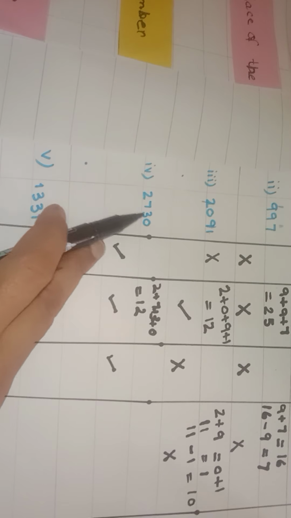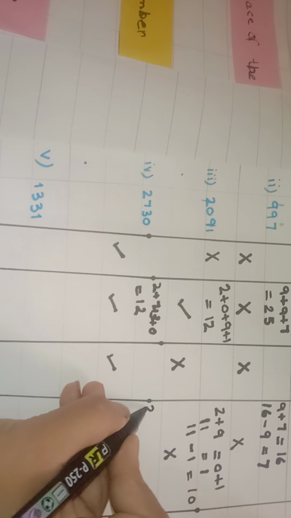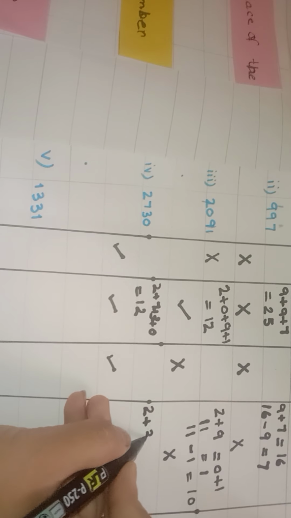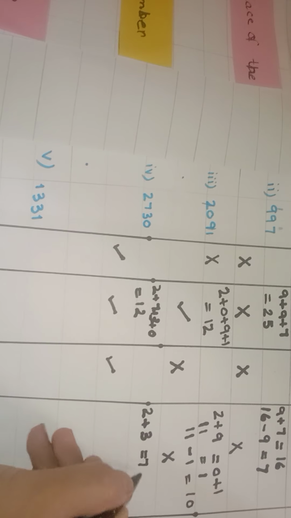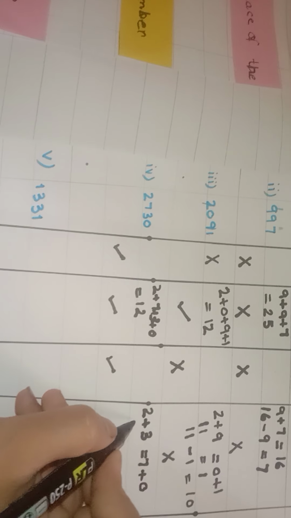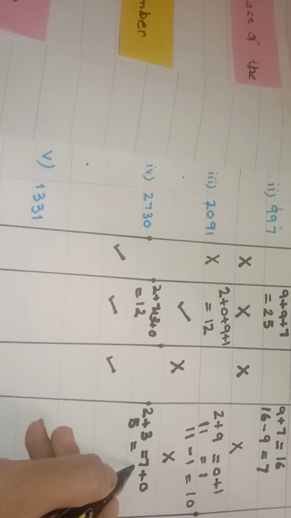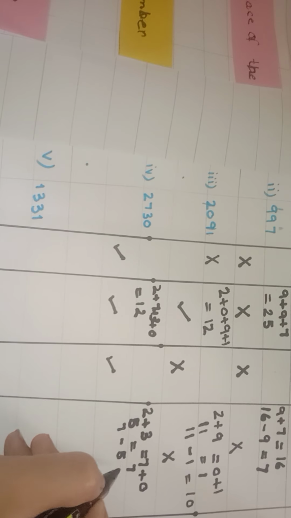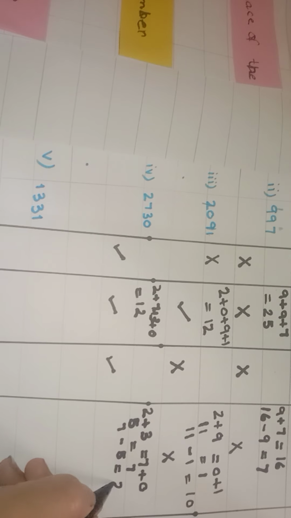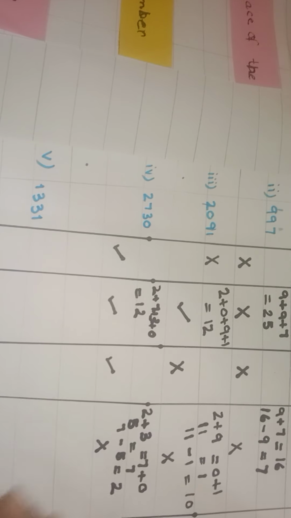For 11, we will add alternate digits. We will add 2 plus 3, and here we will add 7 plus 0. Now 2 plus 3 is 5, and here 7 plus 0 is 7. Now we will find their difference. 7 minus 5 is equal to 2. So it is not 0 or a multiple of 11, so it is not divisible by 11.